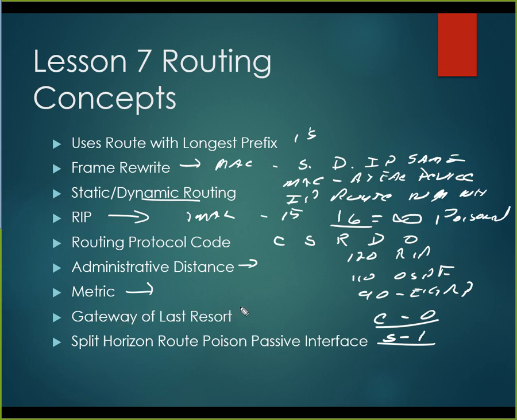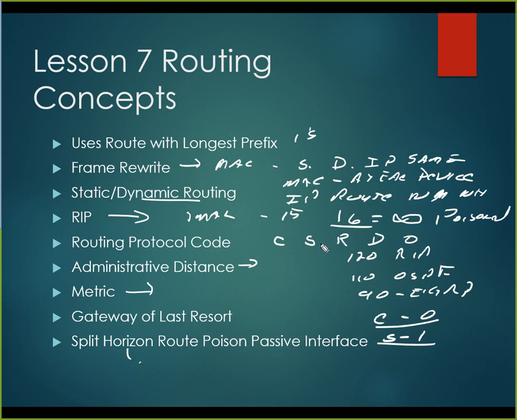We talked about the gateway of last resort, a default route. If something doesn't have a destination in the routing table, then the gateway of last resort or the default route is used. Split horizon, route poison, passive interface. Split horizon means we won't send it out the interface it came in on. We won't tell a router about a route that told us about it. It's kind of like whispering. Somebody whispers a secret, you won't tell them back the secret. You won't tell them back the route.